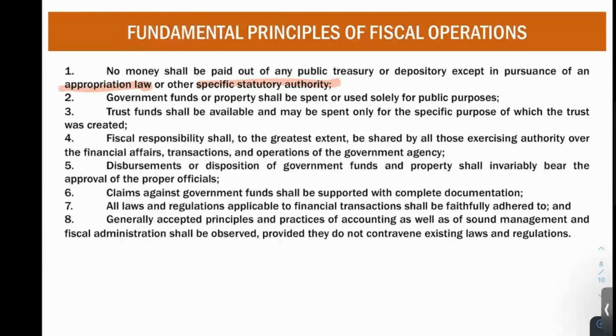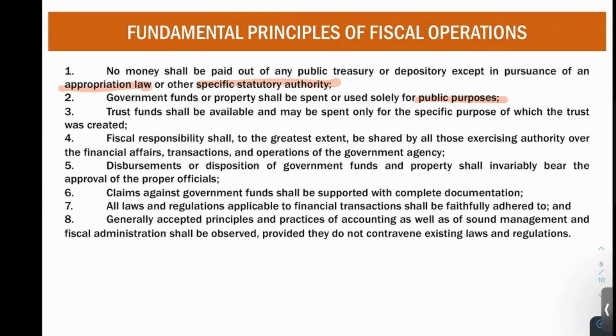So you already know this one. There must be first an appropriation, which is an allocation on that particular fund or property, and before we could spend it, it must be allocated to that government agency. Next, government funds or property shall be spent or used solely for public purposes. Ultimately, we said who benefits from public purposes: the rendering of service of the government to the public.